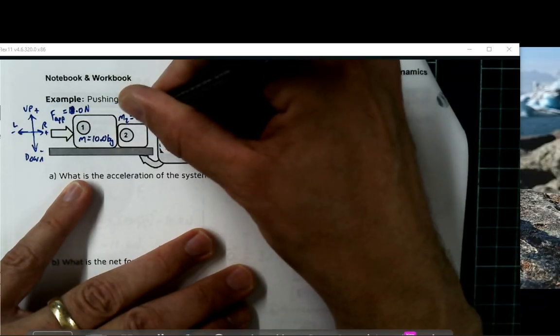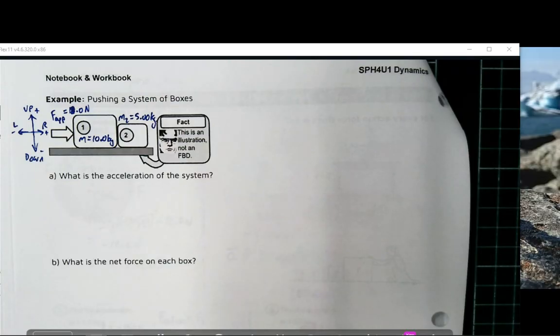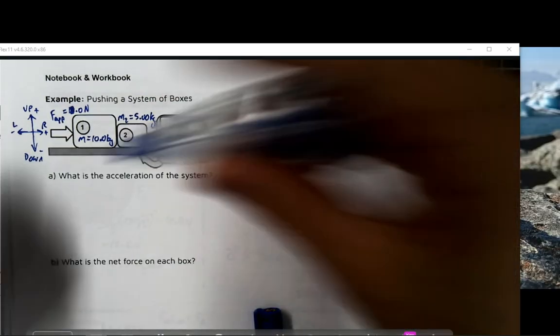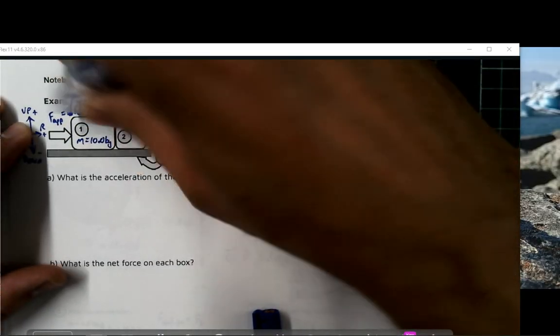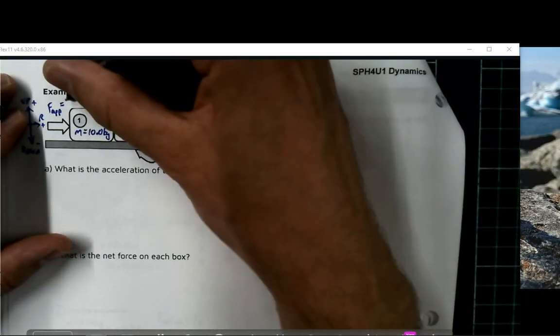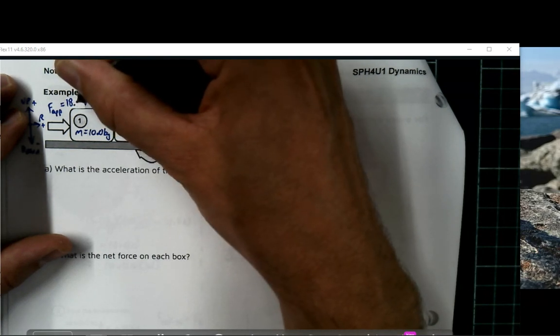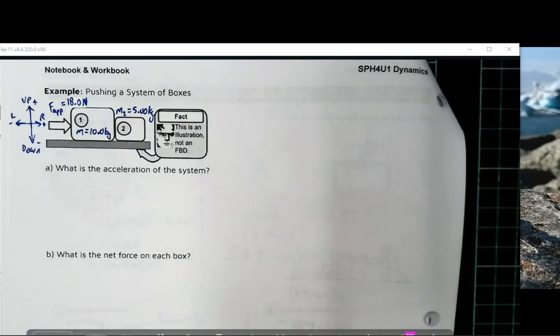So we have mass 2, 5.00 kilograms. What's the F applied? The F applied. Oh, you're right. You know what? That's a dirty, messy thing. I said it out loud. It is 18.0. Oh, that's nicer. 18.0 newtons.